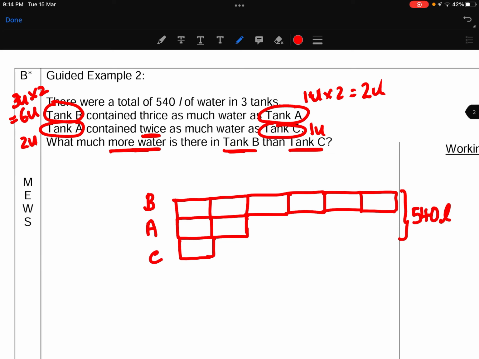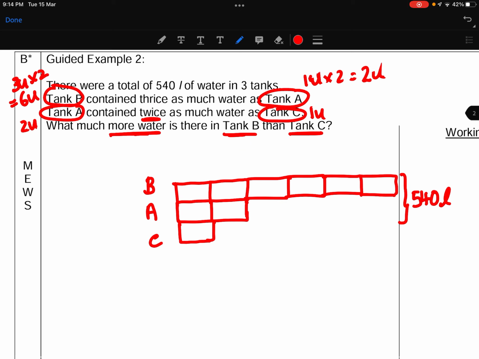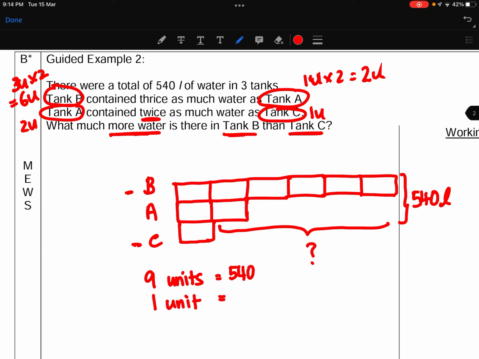Now I want you to count the number of boxes we have. We represent the units. I will have 6 plus 3, you will get 9 units. So 9 units, you will get a total of 540. But the question is asking how much more water is there in tank B than tank C. You compare tank B and tank C over here, the difference is this side. So you will need to find 1 unit first because of the unitary method, you will need to go back to 1 unit. You divide by 9, you will get 60.